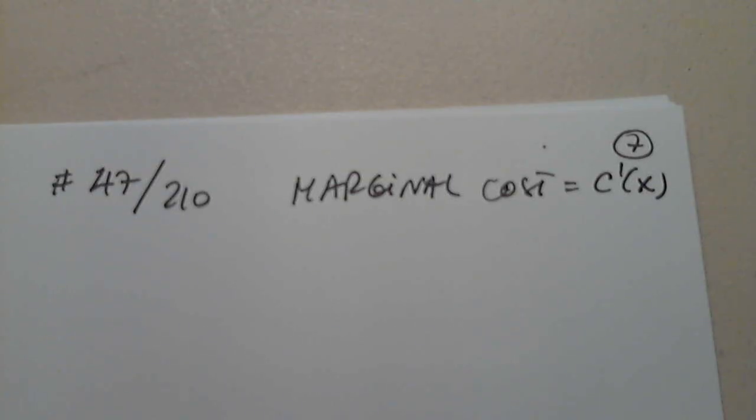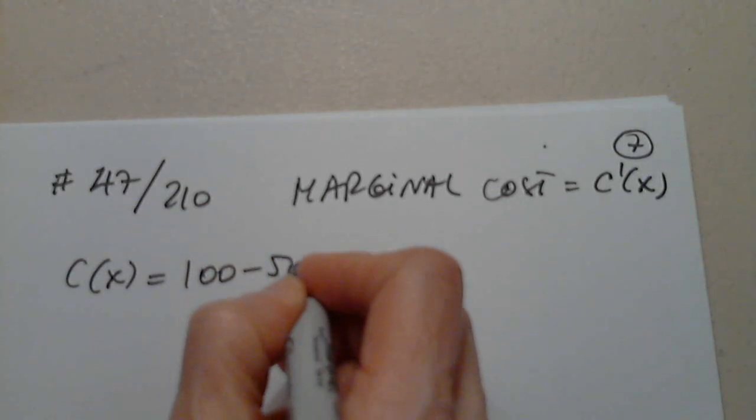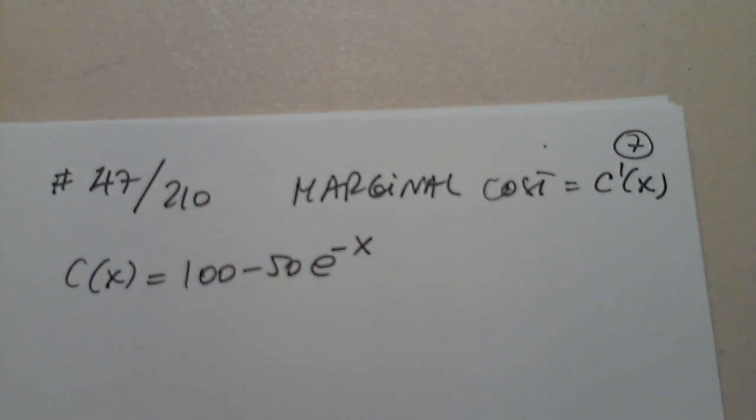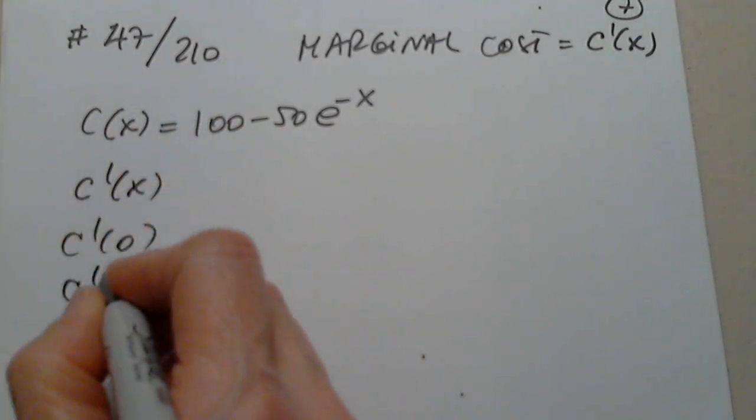Good. So they're giving us C of x, which is 100 minus 50 e to negative x. X is the number of houses built, and C is in millions of dollars. They also graph the function for us. Find the marginal cost, find the marginal cost at 0, find the marginal cost at 4, and then some limits. Okay? So first let's find the marginal cost function, and then plug in 0 and 4. Good. So C prime of x, and then C prime of 0, and C prime of 4.